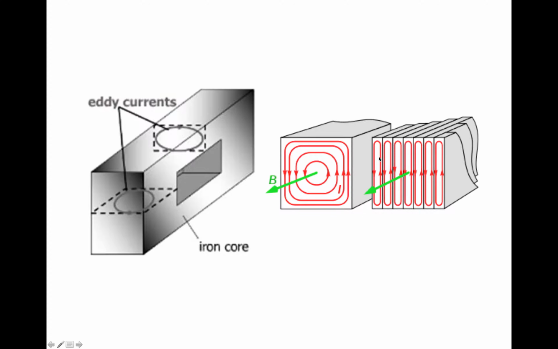Because the eddy current cannot flow across the laminations, the size of each circle is limited. It cannot go around the entire thing because it's insulated across those different laminations. So the current cannot go across those different laminations. If you make those laminations really thin, then the area that's going to be enclosed by those eddy currents is going to be really small. If the area is small, then the amount of magnetic flux that goes through each circle is going to be very, very small.